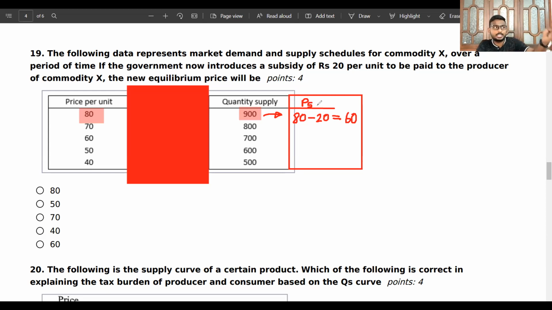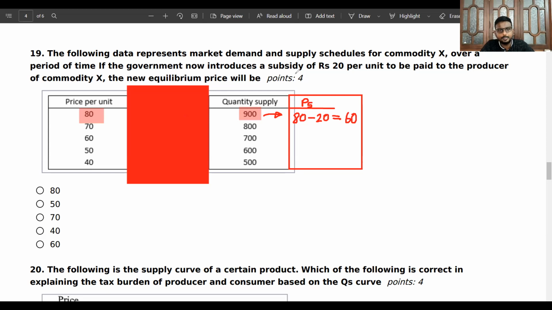Out of that 80, 20 comes from the government. So the producer will now price the product at 60 and charge it from the consumer. So in total, 60 comes from the consumer, 20 comes from the government, producer gets 80, just like before. Before subsidy also, producer got 80 for 900 units. After subsidy also, producer is getting 80 rupees. But this time, 20 comes from the government, only 60 rupees from the consumer's hand. Whereas before subsidy, all 80 came from the consumer's hand.